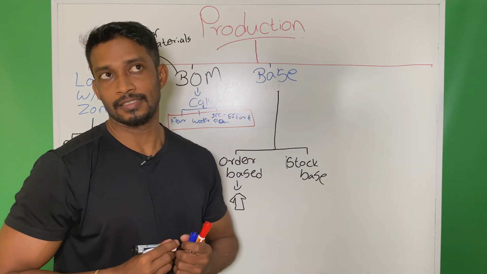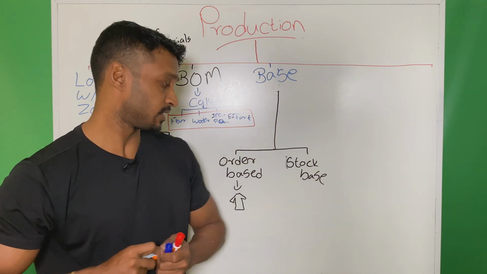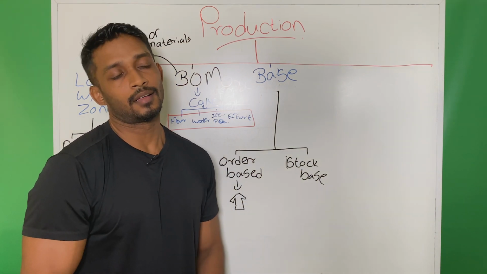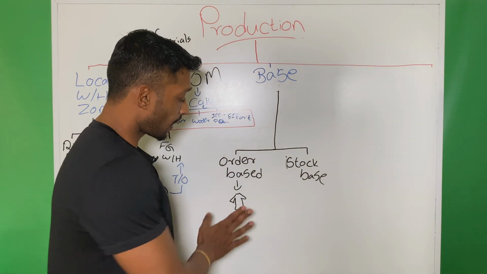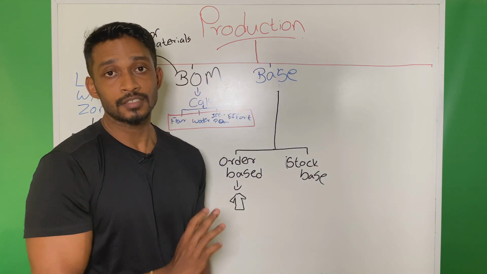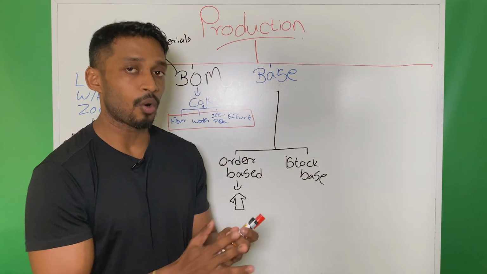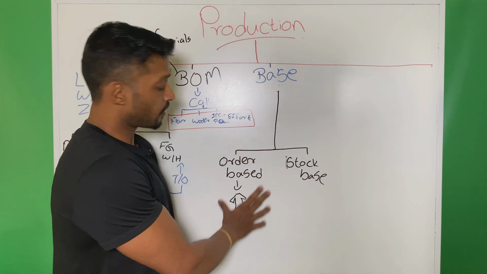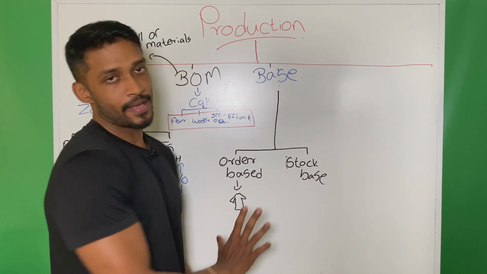Like as a country, Sri Lanka. In Sri Lanka, normally when we visit garment factories, they are producing garments based on the customer orders, buyer orders. So that kind of production we call order based.